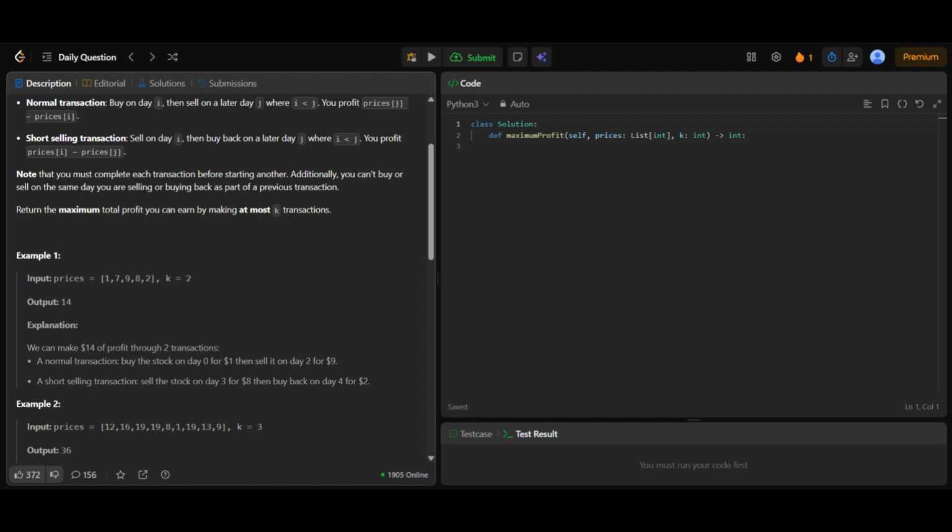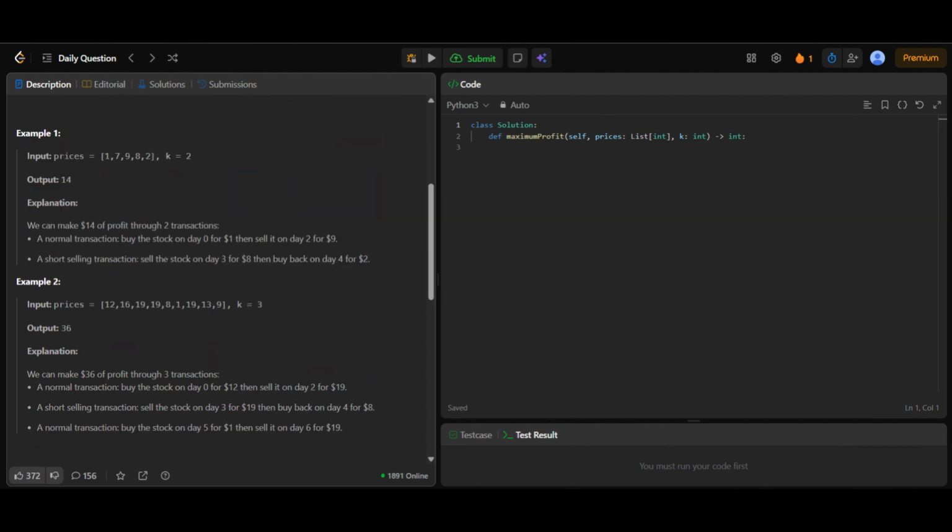Next, we perform a short selling transaction. We sell the stock on day 3 when the price is $8, and then buy it back on day 4 when the price drops to $2. This gives us a profit of 8 minus 2, which is $6. When we add both transactions together, the total profit becomes 8 plus 6, which equals 14. That is why the final answer for this example is 14.